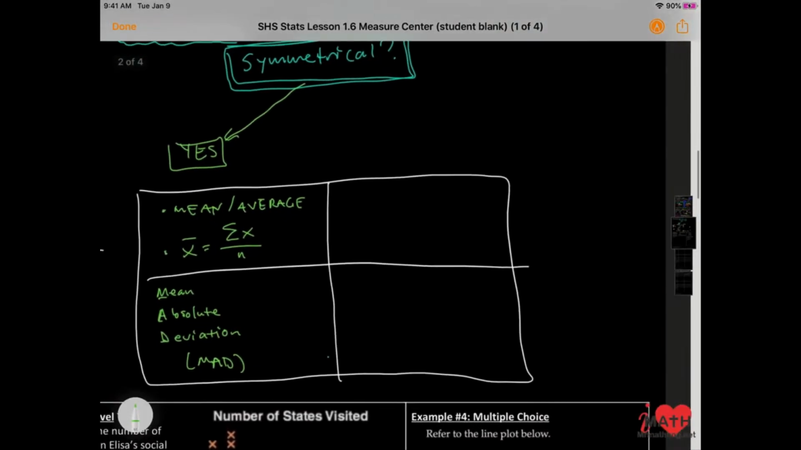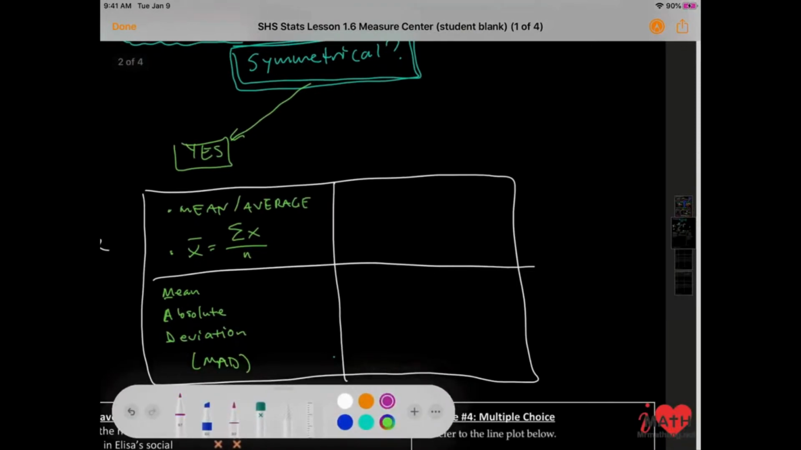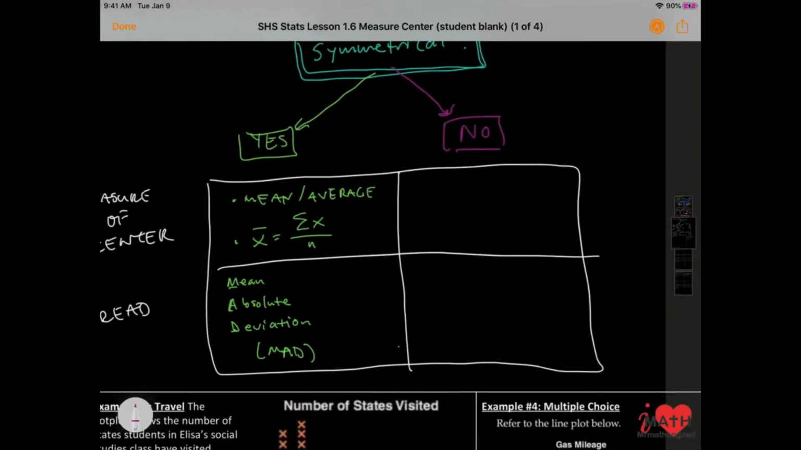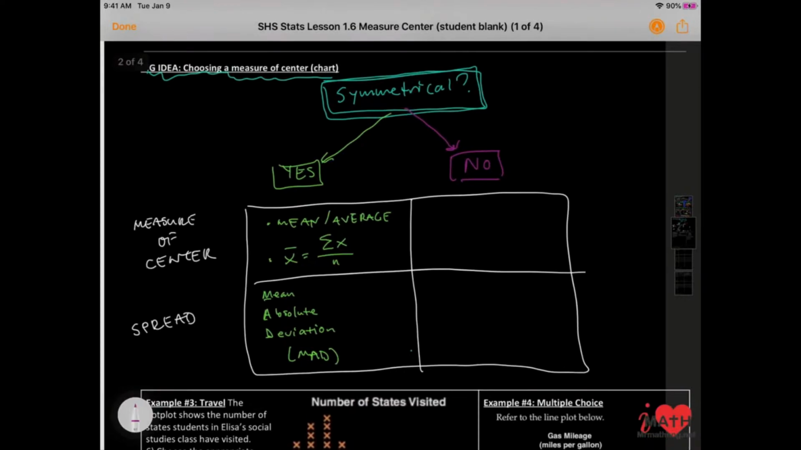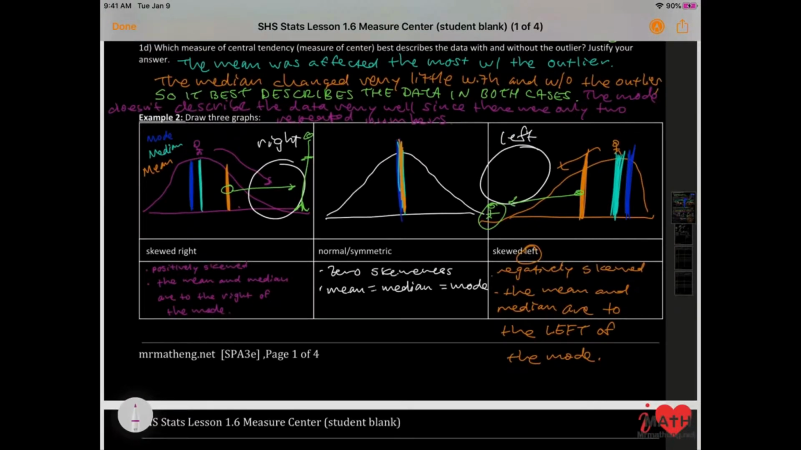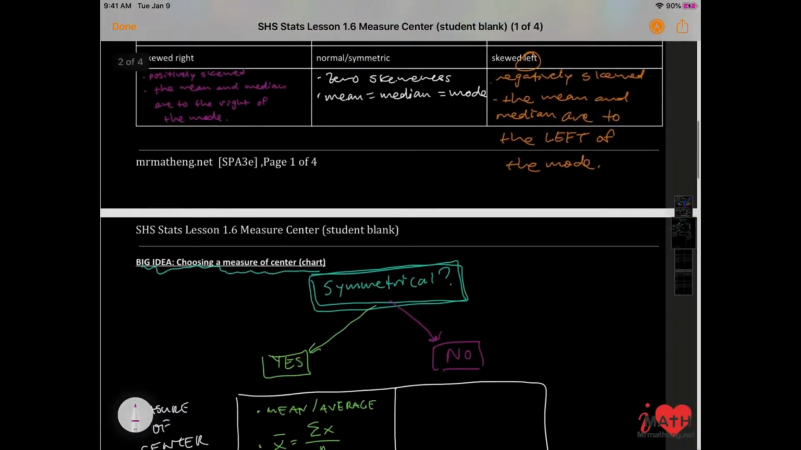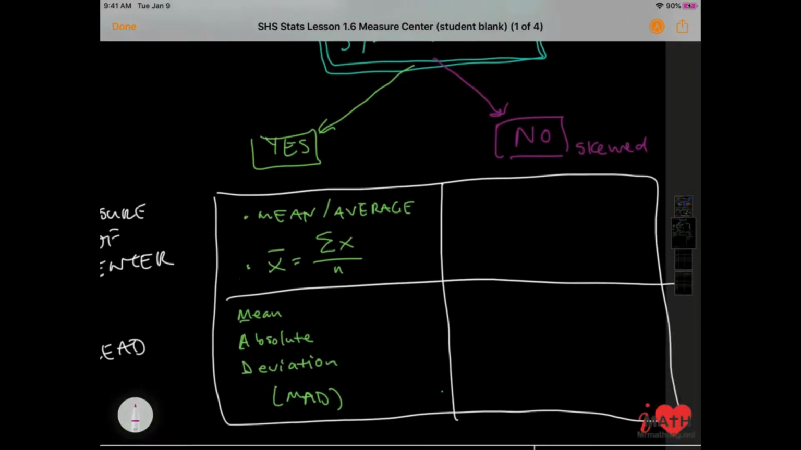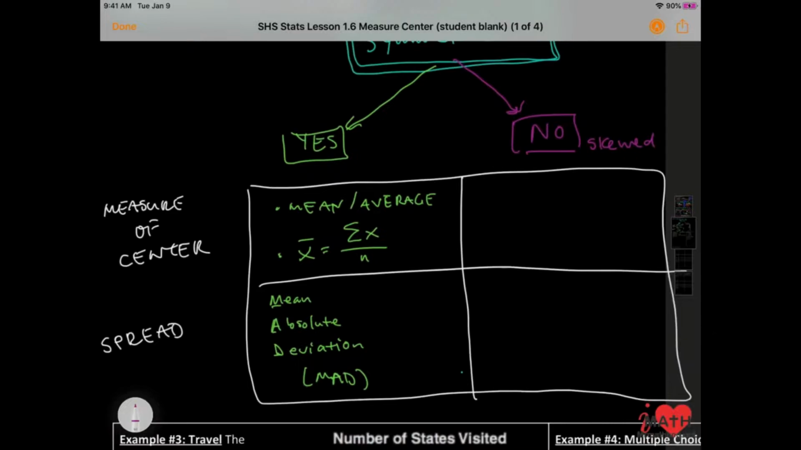Alright. Okay, what would happen though if it is not symmetrical? Then I want you to think about this. In these 3 pictures, if it's not symmetrical, then you're crossing it off. It means it's skewed. So I'm going to write that out here, skewed. What is our measure of center? You will use the median.